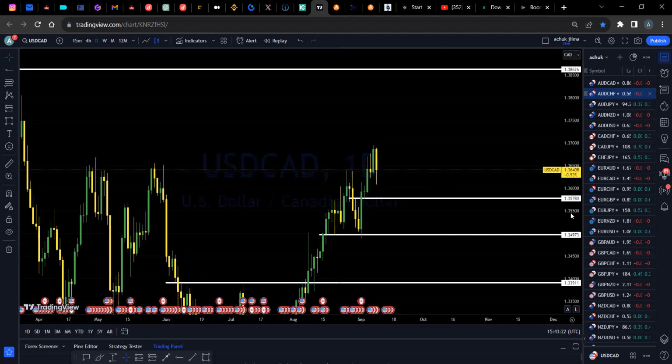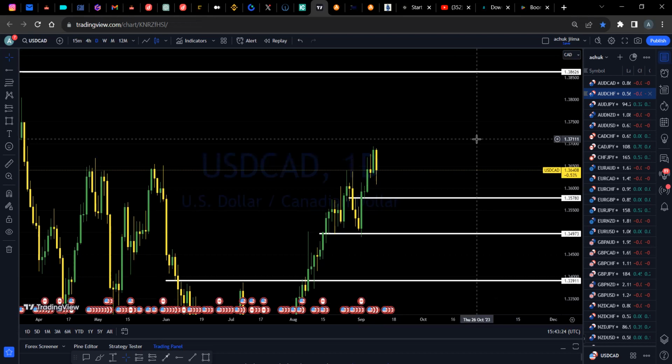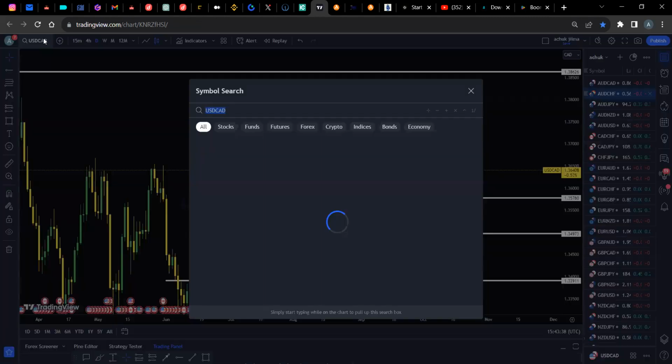So that is it with the dollar. Remember, we have CPI coming out this week. So maybe we can stop here on the dollar and go to another pair. It is important to look at some pound pairs because we have important pound news coming up on Tuesday. So let's look at some pound pairs.